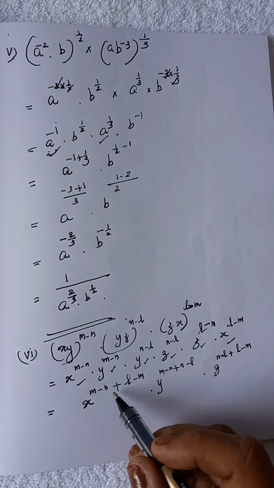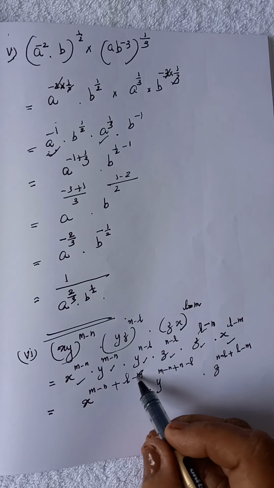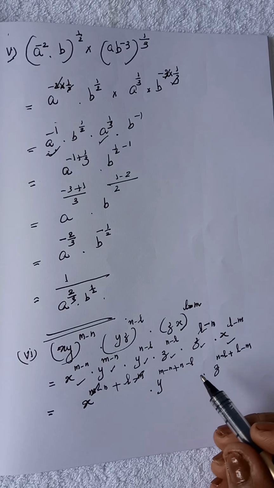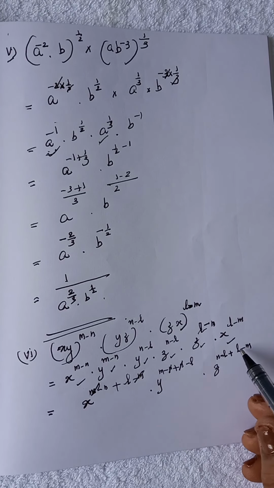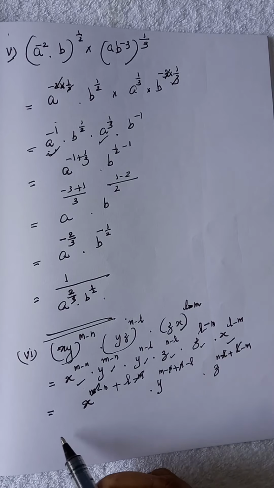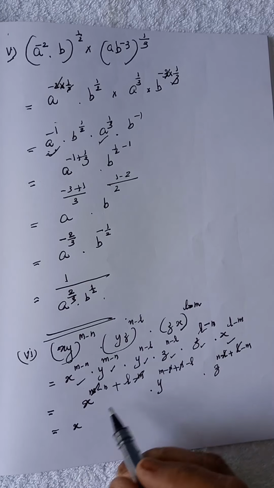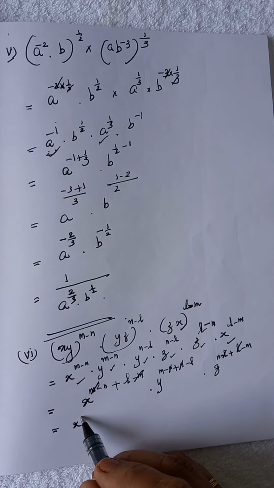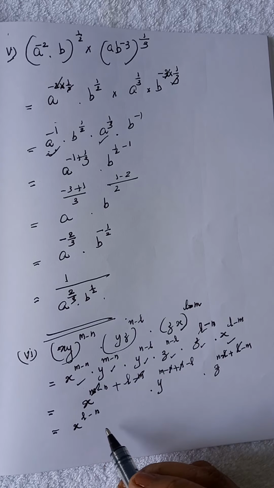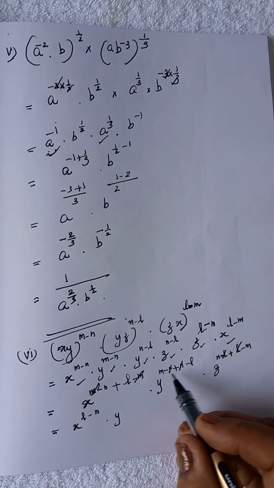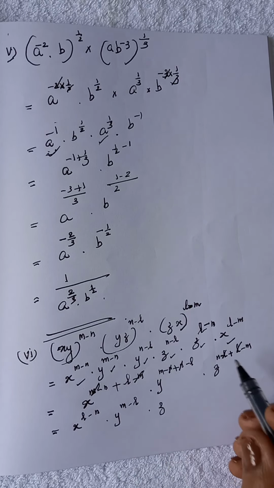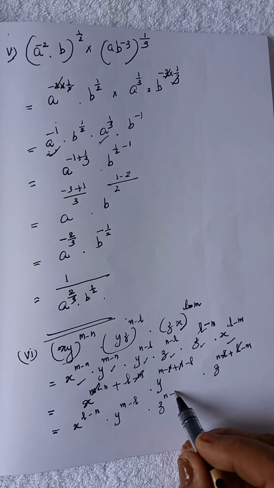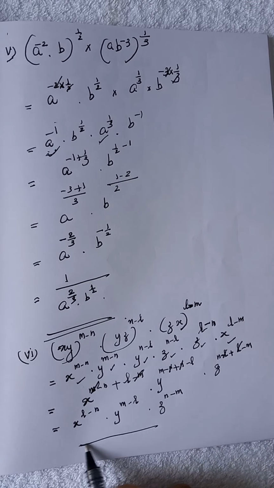Now we can cancel this m and minus m. We can cancel n and minus n. We can cancel l and minus l. So what is remaining? X raised to l minus n into y raised to m minus l into z raised to n minus m. This is the answer.